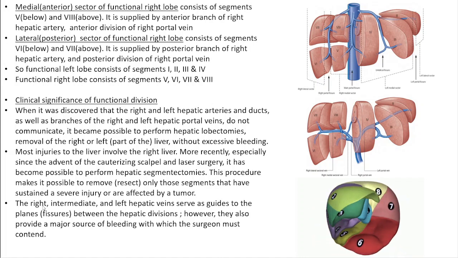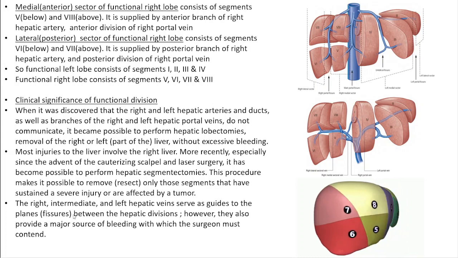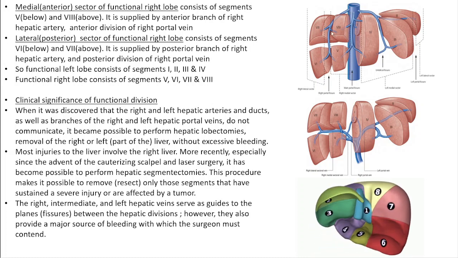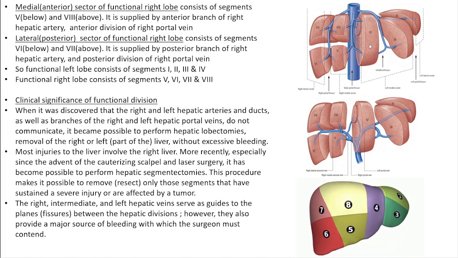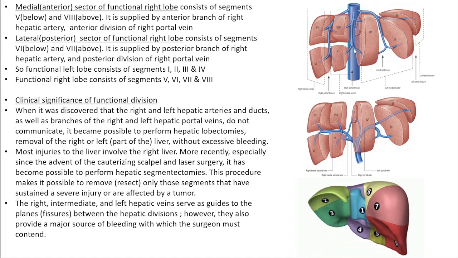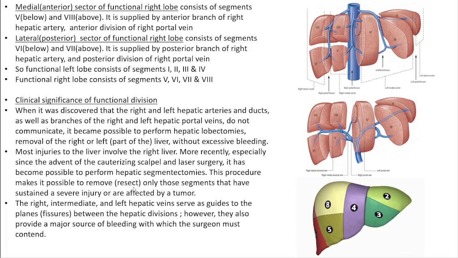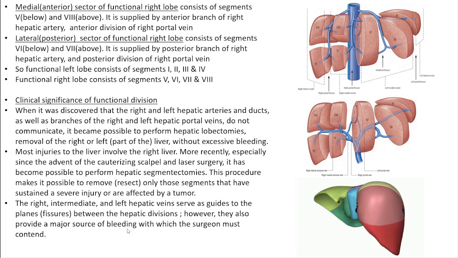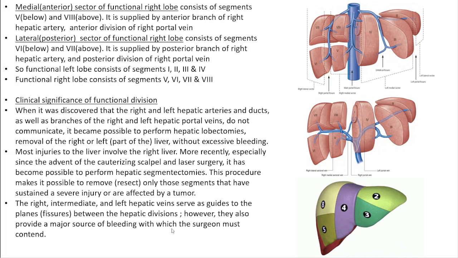Then we know that, as I've already told, the right, intermediate and left hepatic veins serve as guides to the portal fissures or the fissures between the hepatic divisions. I know it is confusing that even though hepatic veins are lying within them, they are called portal fissures. Why portal fissures? Because the different branches of the portal vein are going to supply the different segments. So although they are portal fissures, what is lying within them is the hepatic veins. However, these hepatic veins also serve as a major source of bleeding during these so-called segmentectomies and lobectomies, with which the surgeon still has to deal.